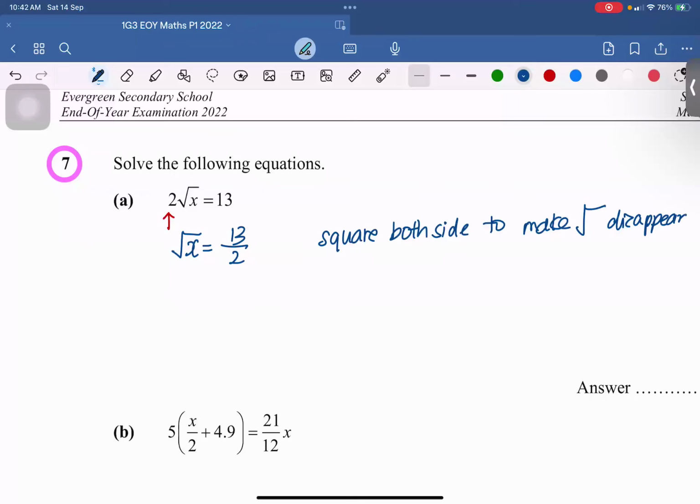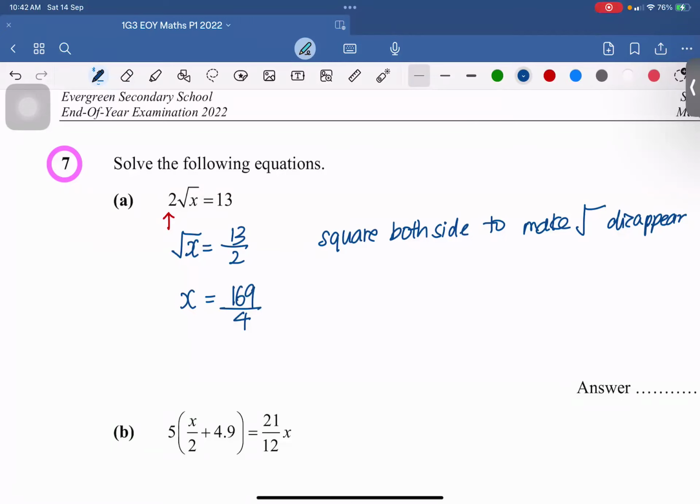Some students will shift the square root over to the other side like that. That is also not correct. Okay, please don't do that. It's not shifting it away, it's squaring it on both sides. So the square root disappears. This will be 13 squared. 13 squared is 169, and 2 squared is the number 4. So I'll leave it as an improper fraction. Mixed number or final decimal, if it's a nice number, in this case, is also acceptable.